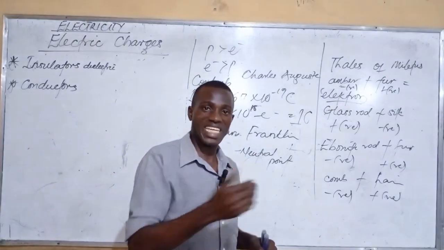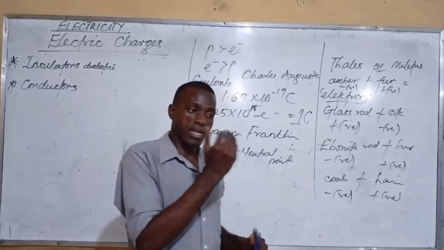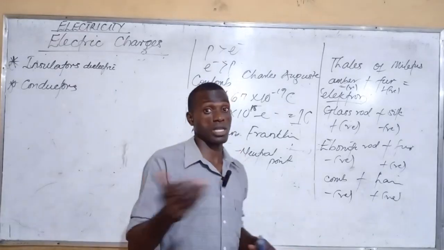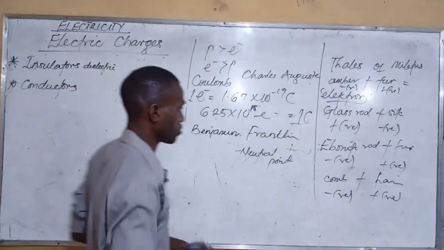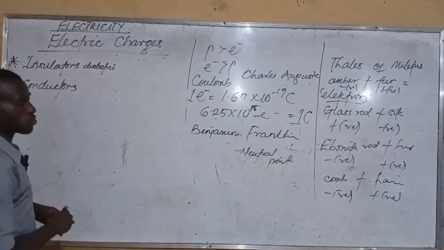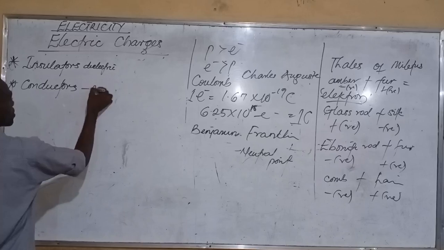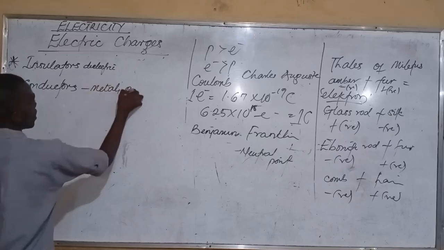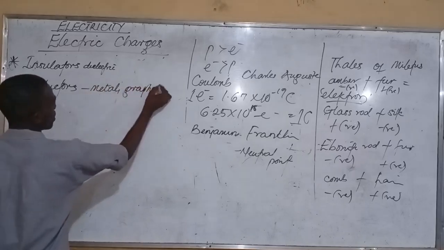So it's composed of lead and graphite. Graphite can conduct electricity, just as lead can also conduct electricity. So those are all conductors. We said metals, basically all metals. We mentioned graphite as a very good example.